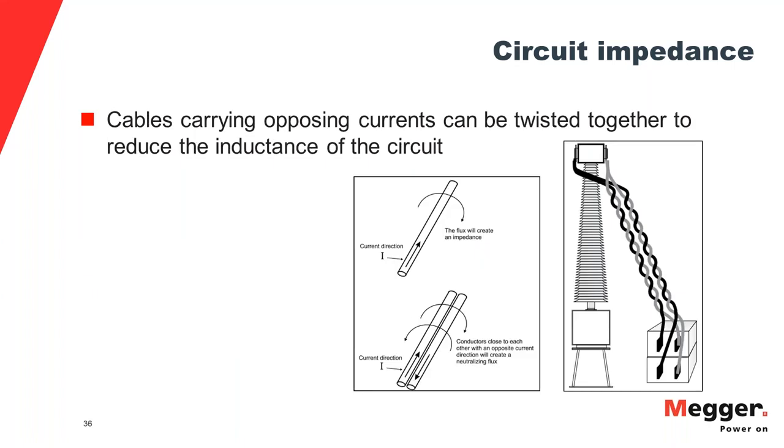If you're going to be using really long cables, then the cables carrying opposing currents can be twisted together as shown in the figure. What that does is the currents flowing in opposite directions through those cables cancel each other out. The fields of the currents cancel each other out, so that reduces the inductance of the circuit.